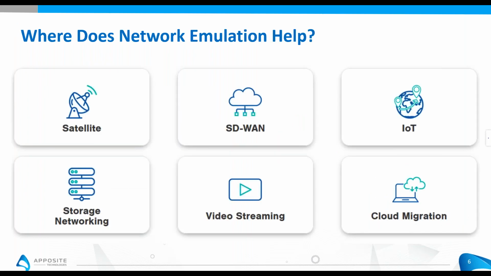This talks about some of the projects and initiatives that a lot of businesses are undertaking at the moment, which would benefit from network emulation. Satellite applications are very common for that, with very high latency combinations. SD-WAN is quite a project, as is Internet of Things, but the big one we're seeing at the moment is certainly cloud migrations.